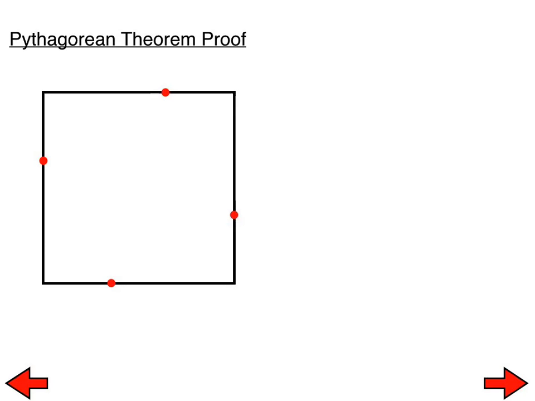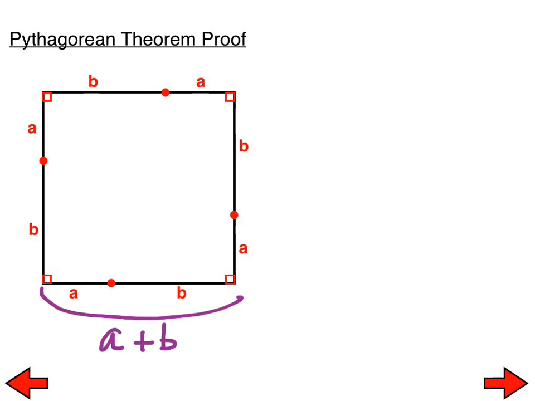So I start with a square, and obviously all squares have four right angles in the corners. I'm going to divide each side into a section of A and a section of B. So what I mean by that is that this side right here has a length of A plus B. And we have that flickering issue again, and I'm not quite sure why. So this square is A plus B by A plus B. Okay?